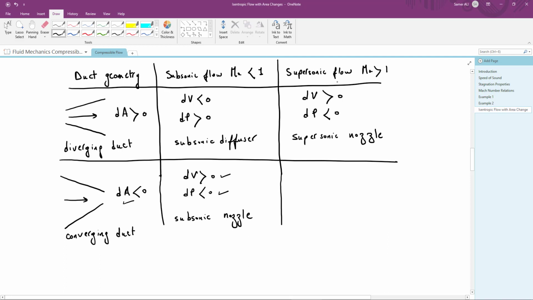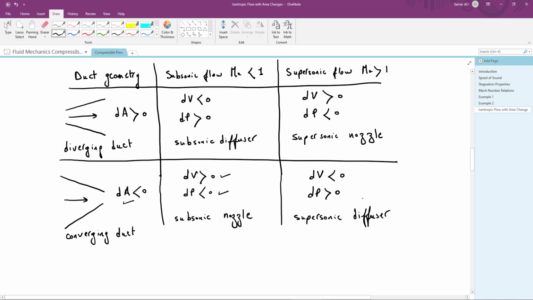However, in the case of supersonic flow, if dA is negative, always we said that dV will have the same sign as dA. So dV will also be negative and dP will be positive. So if dV is negative, that means the velocity of the fluid will decrease. We have deceleration. So this converging duct will act as a diffuser in the case of supersonic flow. So we call it a supersonic diffuser.